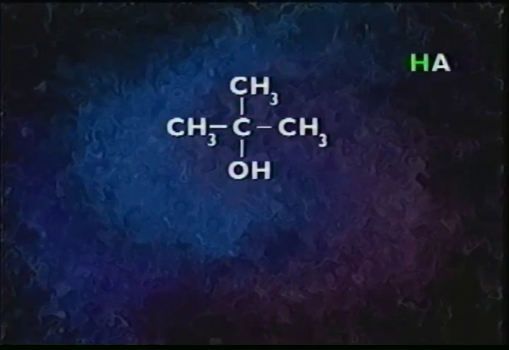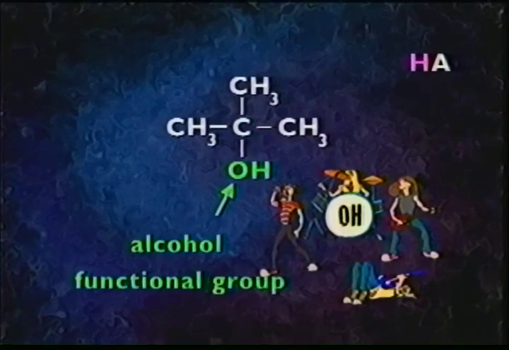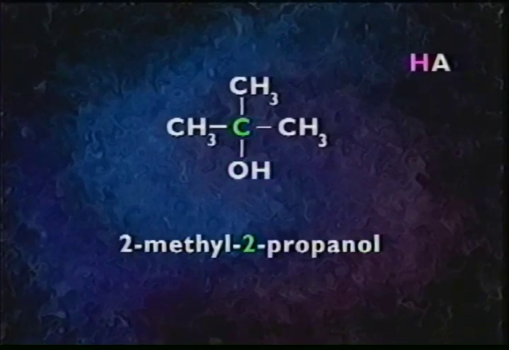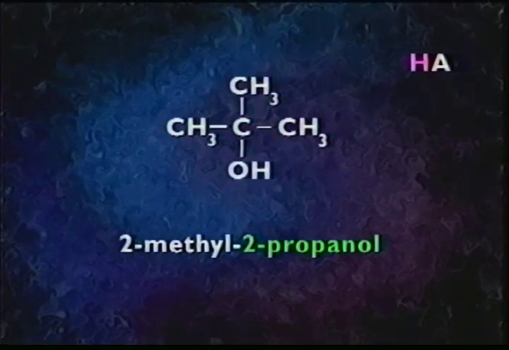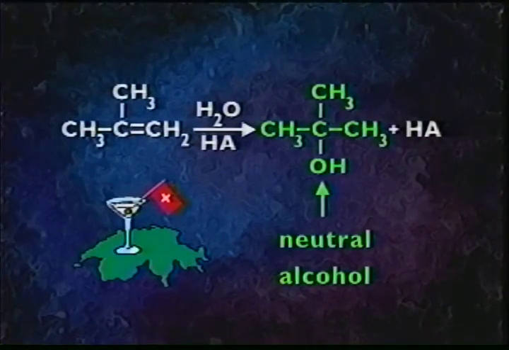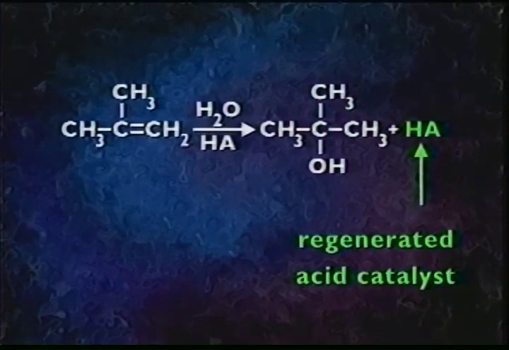When the proton bailed, it left behind an OH group on carbon 2, and OH is the alcohol functional group. All of a sudden, we're looking at the product 2-methyl-2-propanol. The OH group is on carbon 2, and there's also a methyl group on carbon 2. The name of the molecule becomes 2-methyl-2-propanol. 2-propanol tells us that there's an alcohol group on carbon 2. So the final product of the reaction is a neutral alcohol, 2-methyl-2-propanol, and we've also got a regenerated acid catalyst, HA.